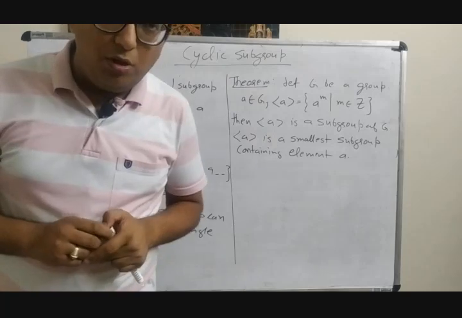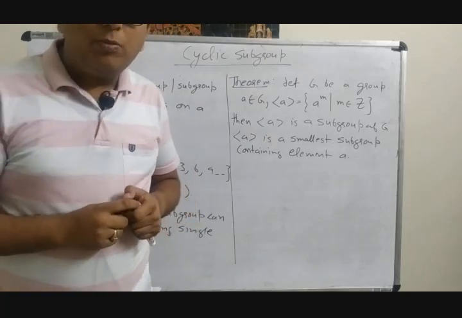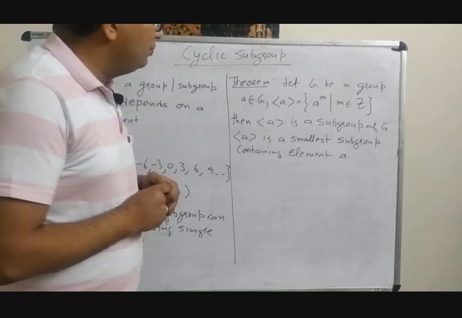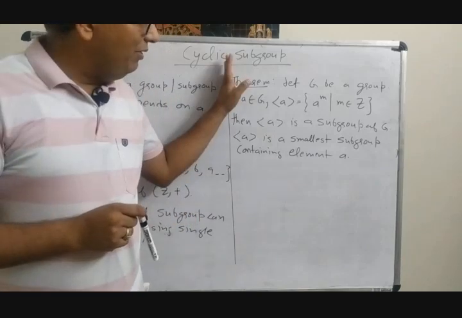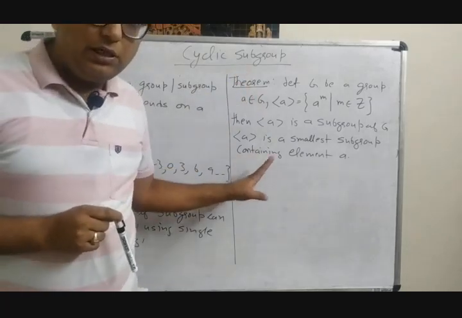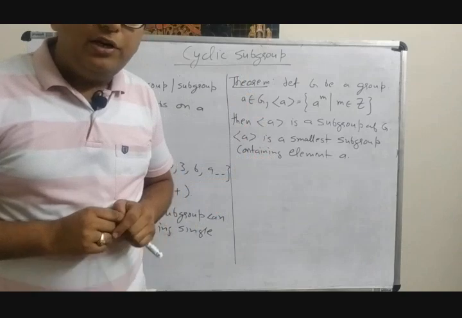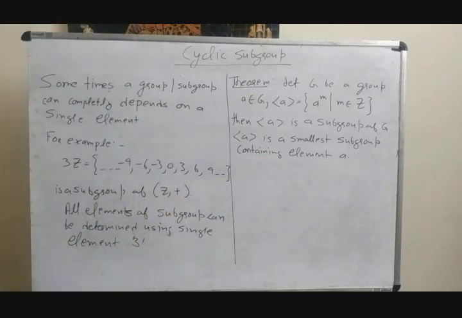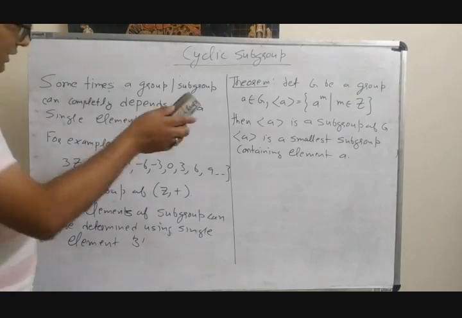So such types of subgroups or groups which can be generated by a single element are named a cyclic subgroup. Before giving a formal definition of cyclic subgroups, we will first give a result, we will prove this result, and then we will move to the definition of cyclic subgroups. So what is this result?